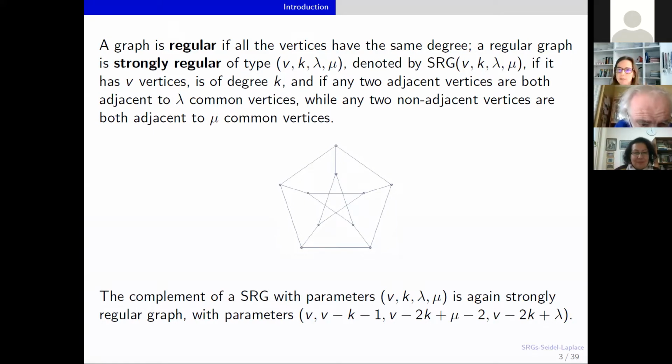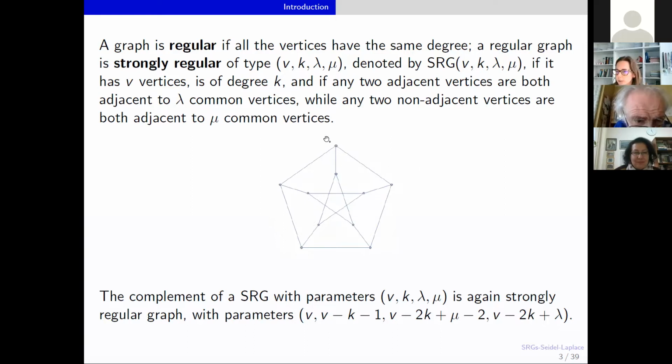We say that a regular graph is strongly regular with parameters v, k, lambda, mu, and we denote it by SRG(v, k, lambda, mu), if it has v vertices, if it is of degree k, if any two adjacent vertices have lambda common neighbours, while any two non-adjacent vertices are both adjacent to mu common vertices. We can see that very easily in this picture.